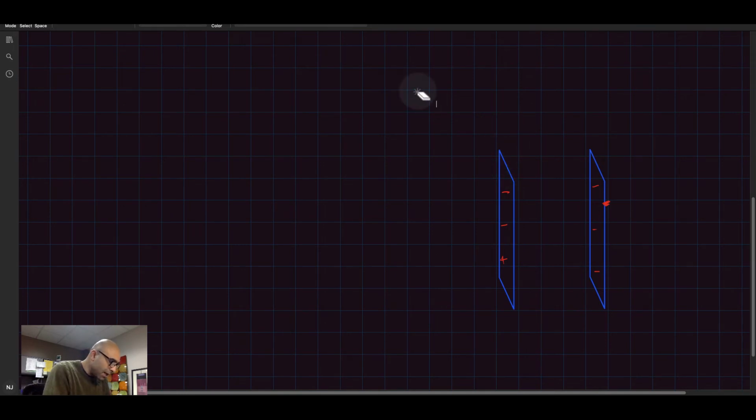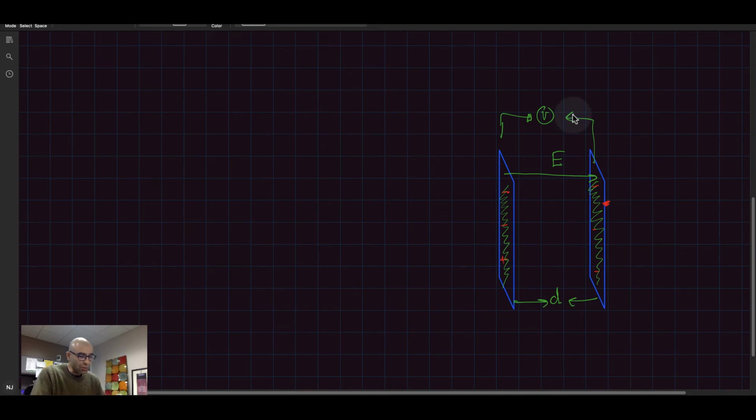So if there is an electric field, as you can see, the electric field goes from here to here. And the distance between the two parallel plates of the capacitor is known as the distance D. Now we know that we have a potential difference between this plate and this plate. Let's call this potential difference V for now. What is the relationship between V, E, and D?